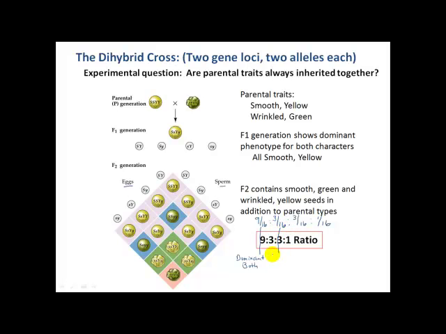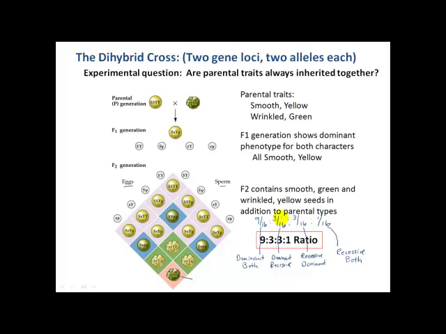3/16 of our offspring we would expect to be dominant for one, but recessive for the other. So green and smooth, for example. 3/16 are going to be dominant and recessive, but in the other combination. So recessive for the first, dominant for the second. So yellow and wrinkled, for example. And then 1/16 we would expect to show the recessive phenotype for both. And that, of course, is our green wrinkled seed down here at the bottom.